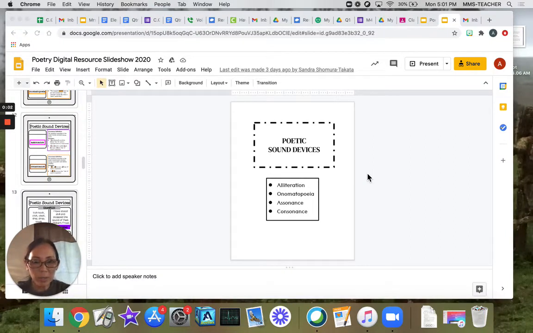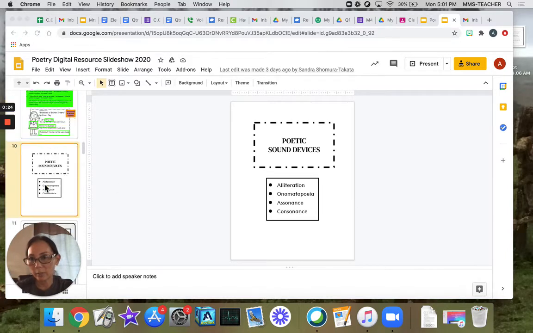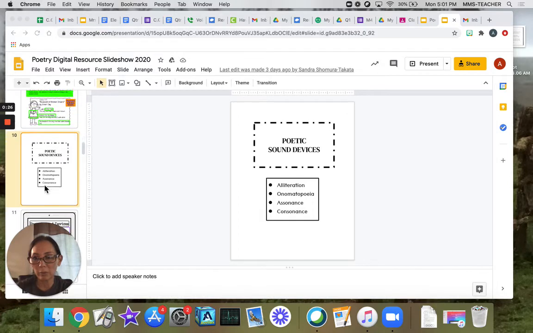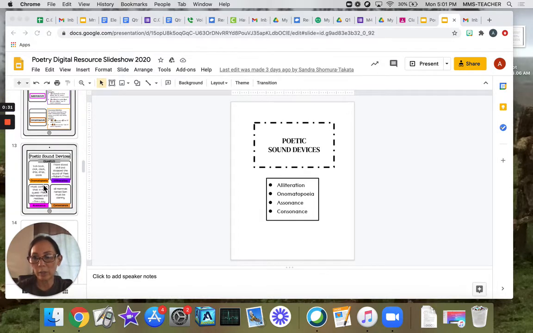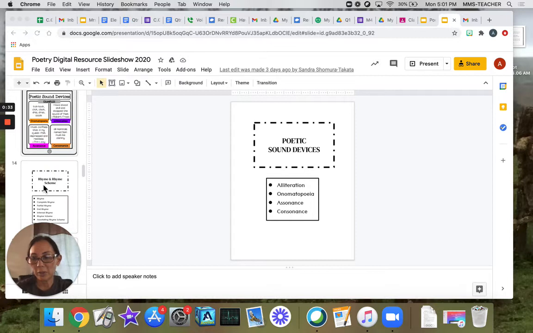Okay, hi students. Today we're gonna be working on poetic sound devices, and now you have these pages also in your language arts composition book. I'm actually gonna be on our poetry resources slides, starting from slide 10. I'll be on 10, 11, 12, and 13.